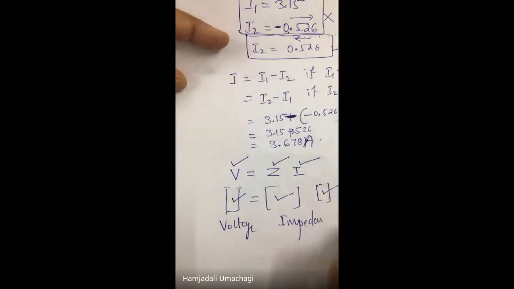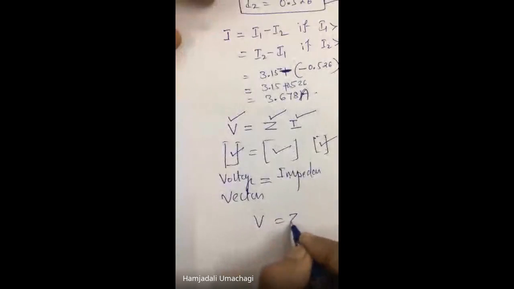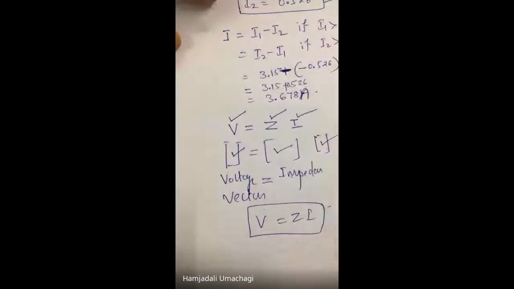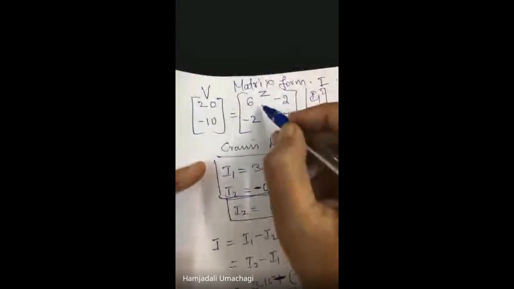This is known as the current matrix vector. This is the voltage vector, equal to impedance into current. It is like V equal to Z into I. So it is expressed in terms of matrix form.